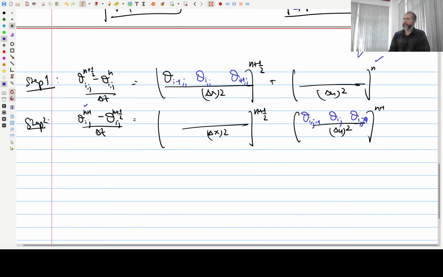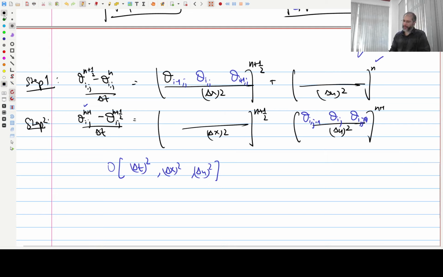We can actually calculate the accuracy, and for this it is interestingly much better. We get delta t squared, delta x squared, delta y squared. So it's good. I would prefer this method if I wanted higher accuracy as compared to backward time center space or forward time center space, because they have order delta t in time. But this one has order delta t squared in time.